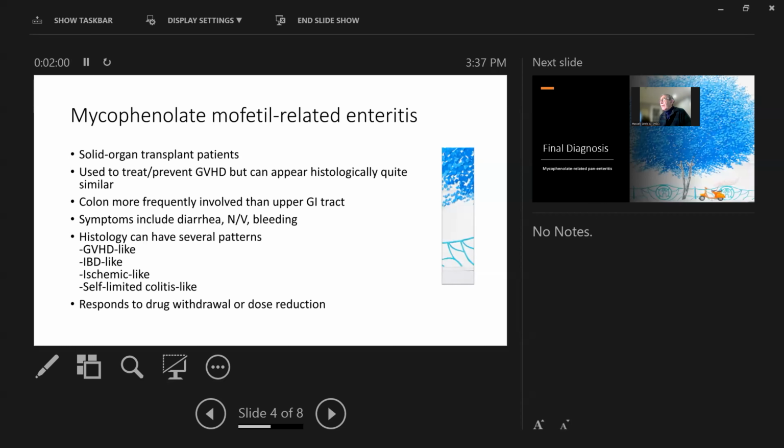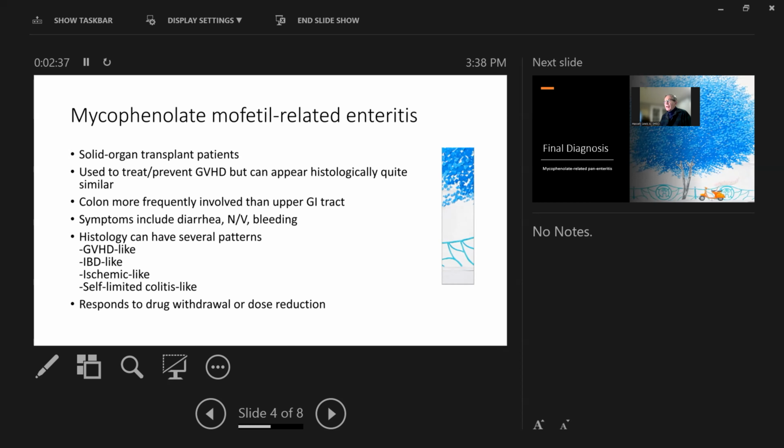So mycophenolate mofetil is recognized as an entity having GI complications. It's used most frequently in solid organ transplant patients, renal transplants, but also liver occasionally and cardiac transplants. And interestingly, it's used to treat or prevent graft versus host disease, but ironically can appear histologically very similar to that, as we saw those little foci in our case of karyorrhexis and karyorrhectic debris in the gland crypts.